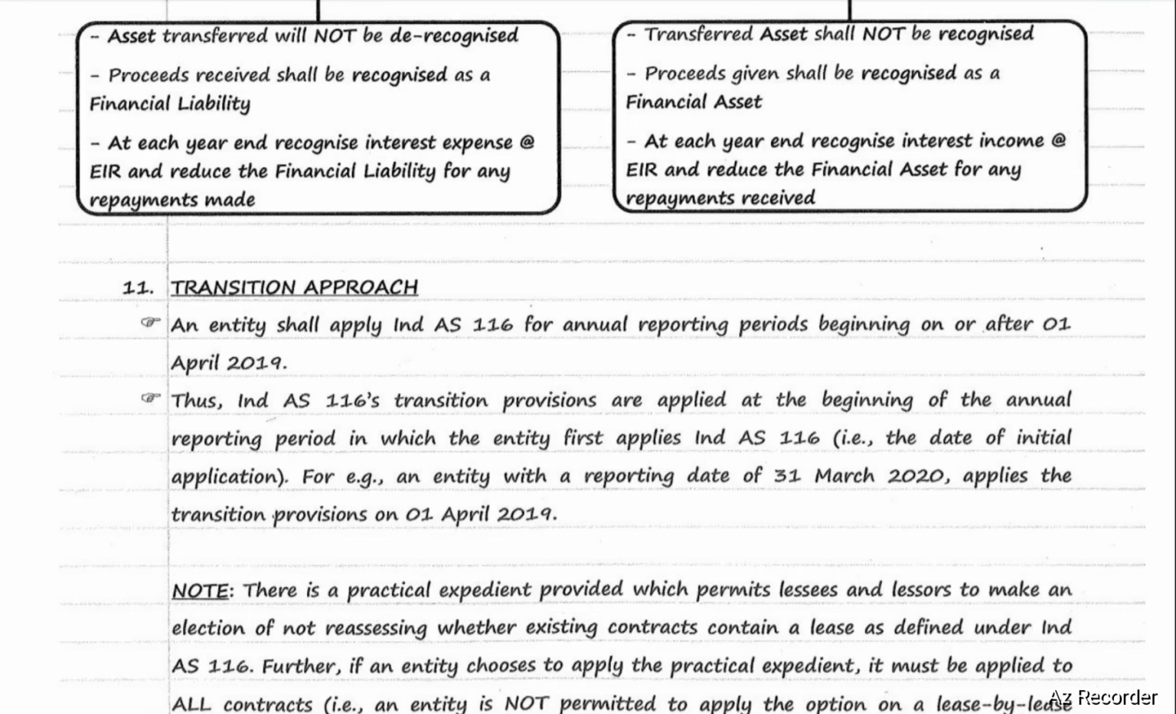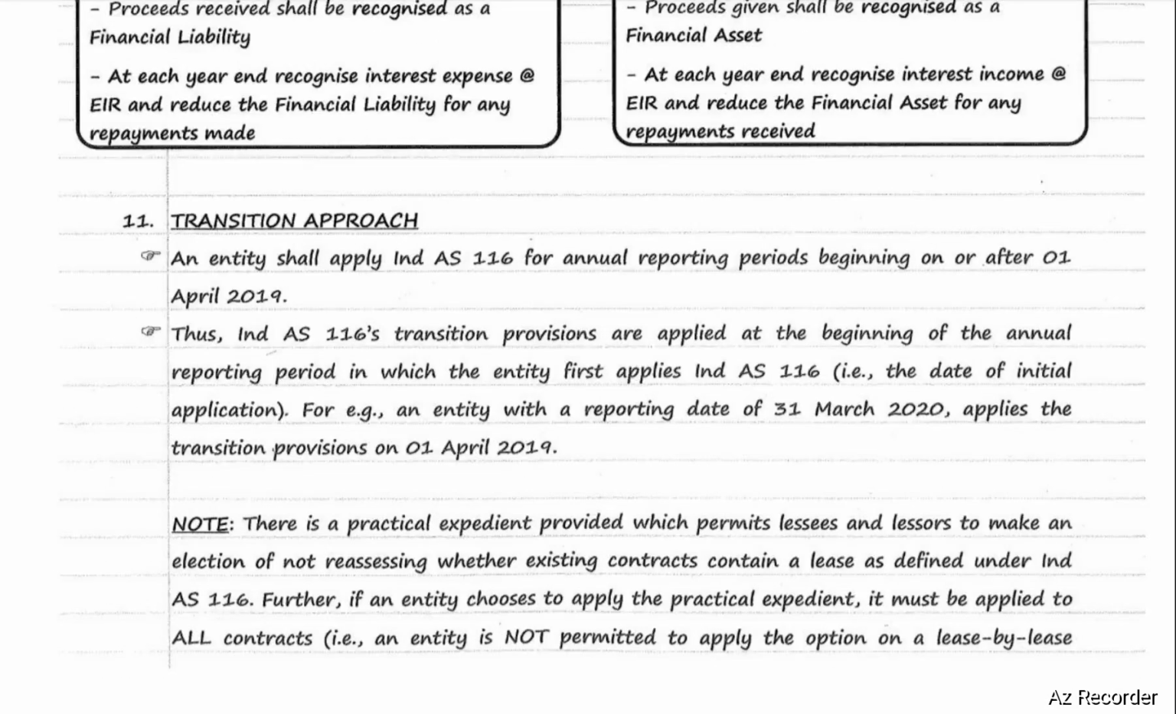Transition approach. An entity shall apply Ind AS 116 for annual reporting periods beginning on or after 1st April 2019. Thus, Ind AS 116 transition provisions are applied at the beginning of the annual reporting period in which the entity first applies Ind AS 116. That is the date of initial application.